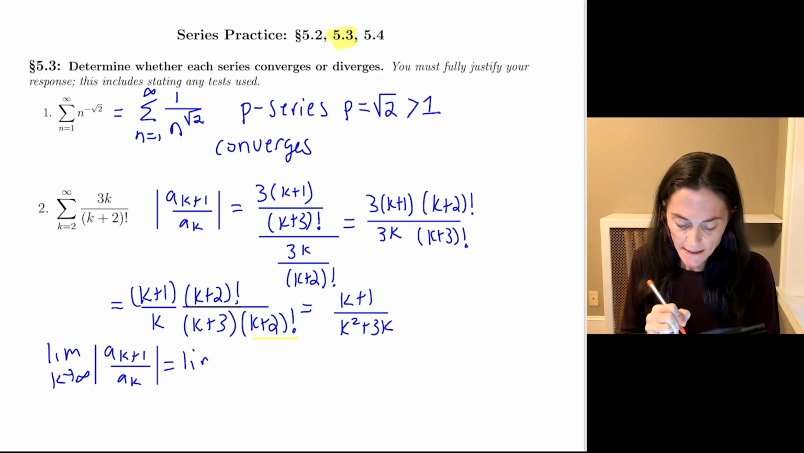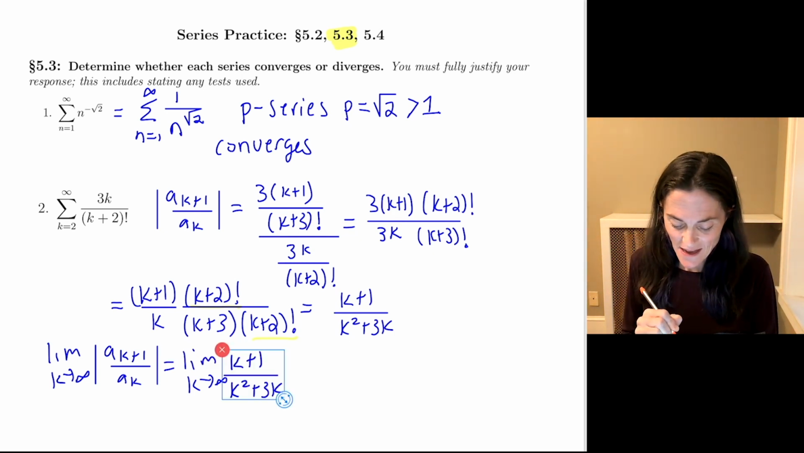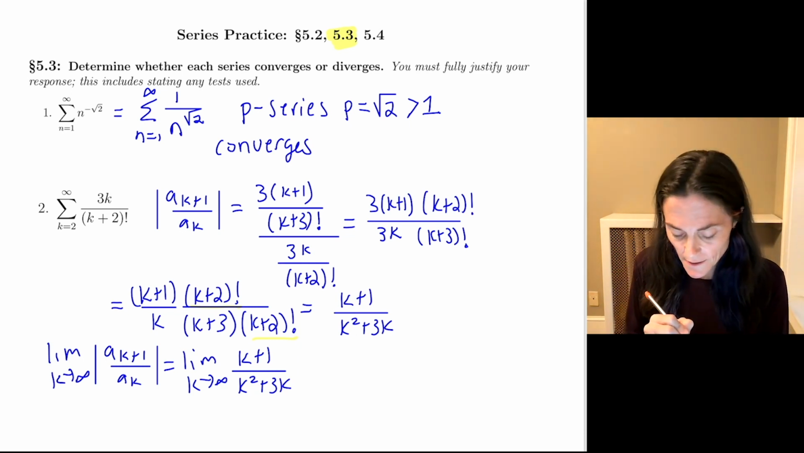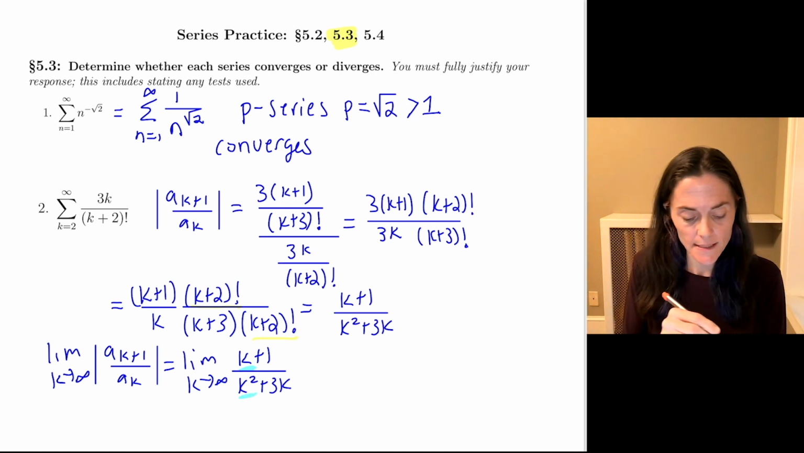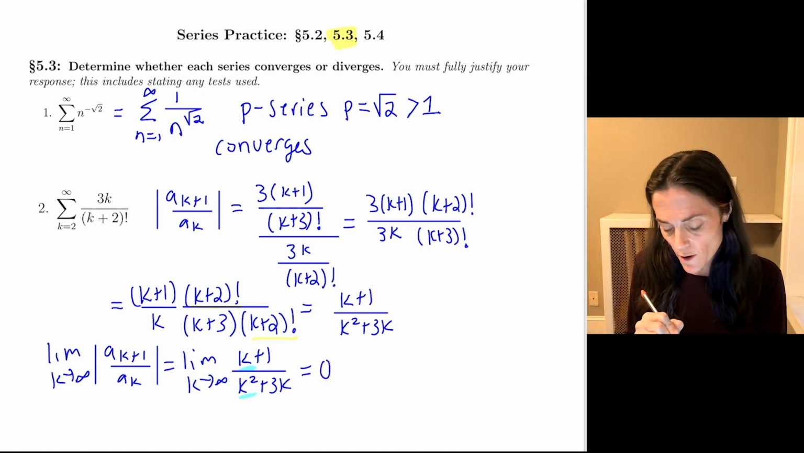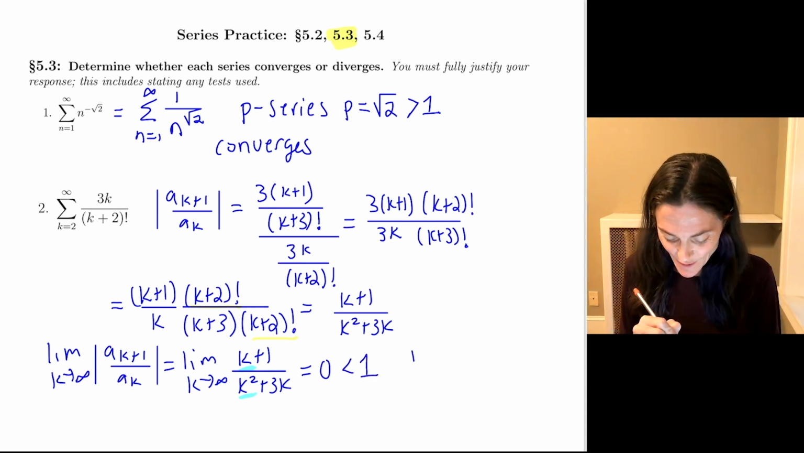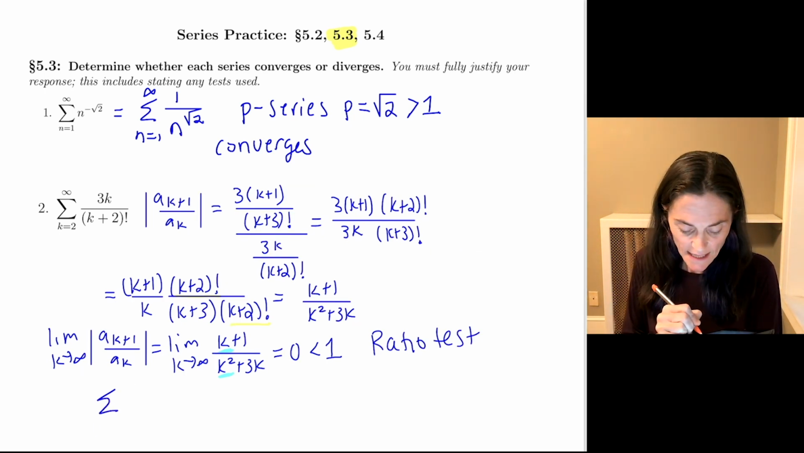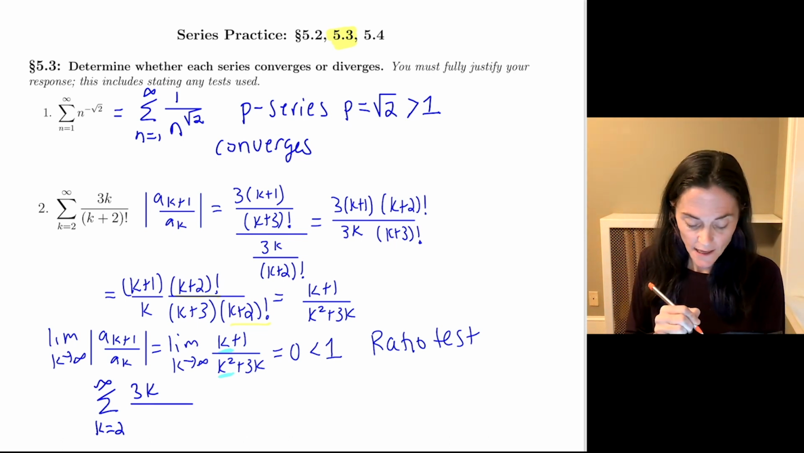This is the limit as k goes to infinity of this simplified expression. We have simplified it so we can actually calculate this limit. Now, what am I looking at here? This limit is 0, which is certainly less than 1. And so we quote the test, ratio test, and state the conclusion. This series, k equals 2 to infinity of 3 to the k divided by k plus 2 factorial, converges.